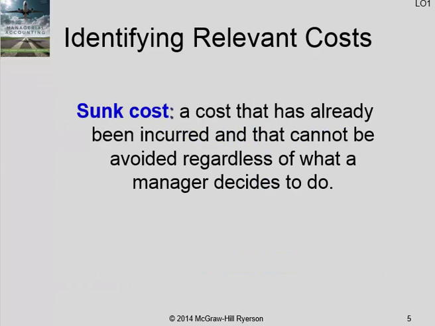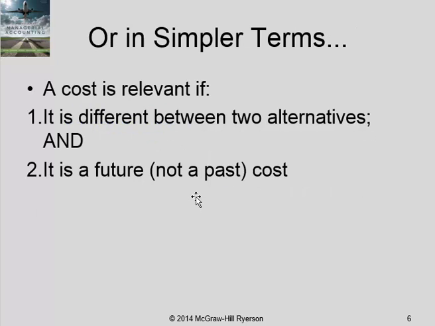But the general rule for this kind of problem is a cost is relevant, in other words, you should consider the cost in your decision, if it meets two criteria. One, if it differs between the alternatives. So this says two alternatives, but really it could be whatever the number of decision alternatives there are. And two, it's a future cost. It's a cost that will be paid in terms of cash outlay at some point, or revenue coming in at some point in the future, not a historical cost. And you'll see what we mean as we progress.